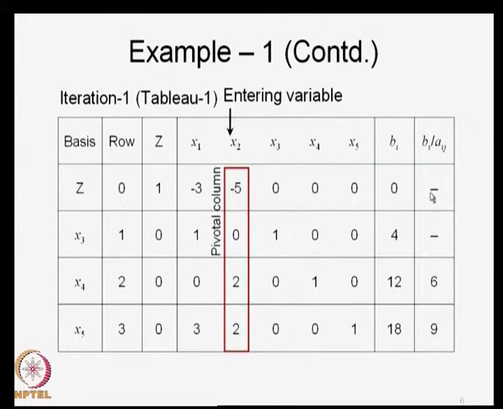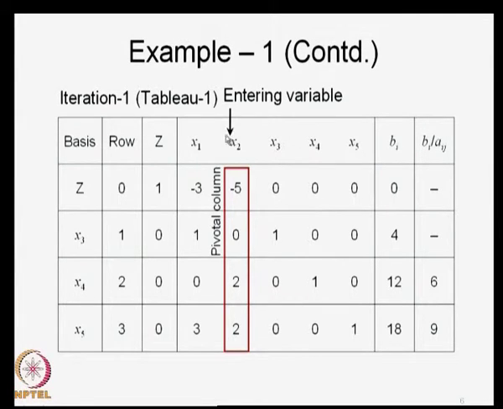Here it is negative, therefore you do not calculate. Here it is 0, therefore you do not calculate. That is 4 by 0, which is infinity, do not calculate that. Then 12 divided by 2 is 6 and 18 divided by 2 is 9. So, this is how you calculate Bi by Aij. The Aijs are the coefficients in the column of the entering variable. These are the Aijs. Now, you have two values of Bi by Aij. The variable corresponding to the minimum of the Bi by Aij will depart.